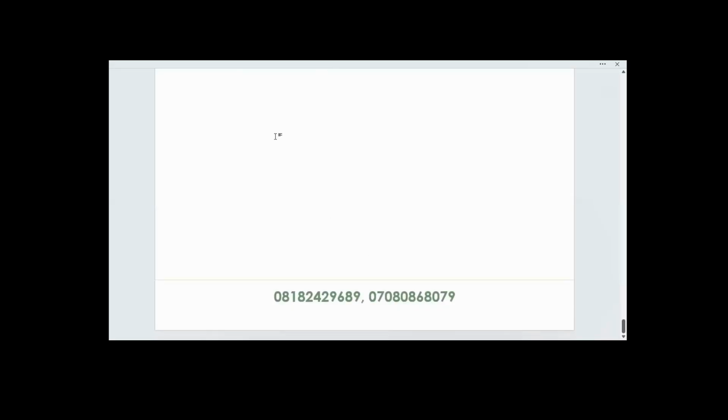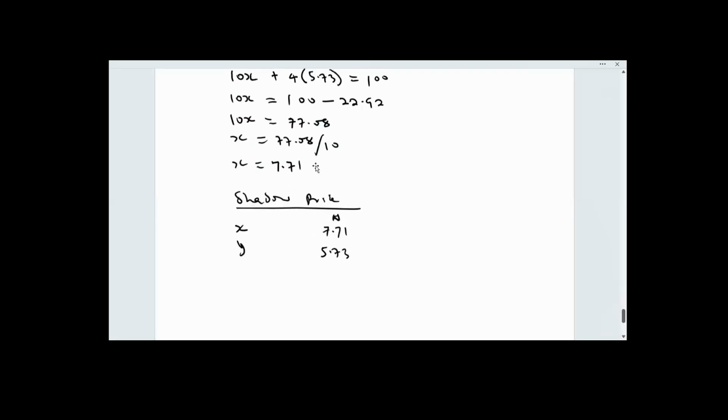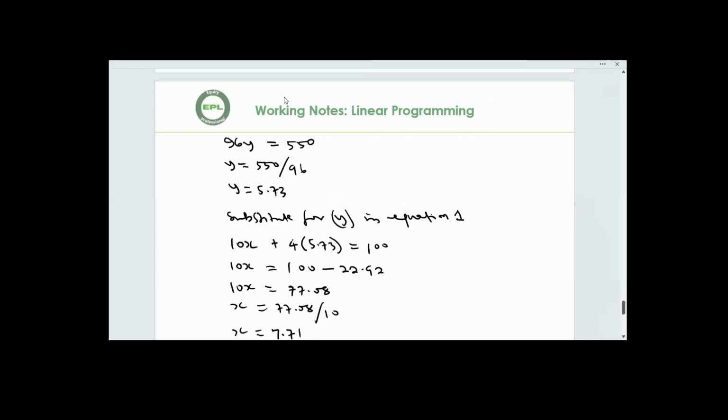So let's have one more illustration that also involves a shadow price. So you'll be able to understand it better in this second illustration. So let me know if you have any question before I stop sharing, then move to another illustration. Just scroll up a bit. You can see the last workings.